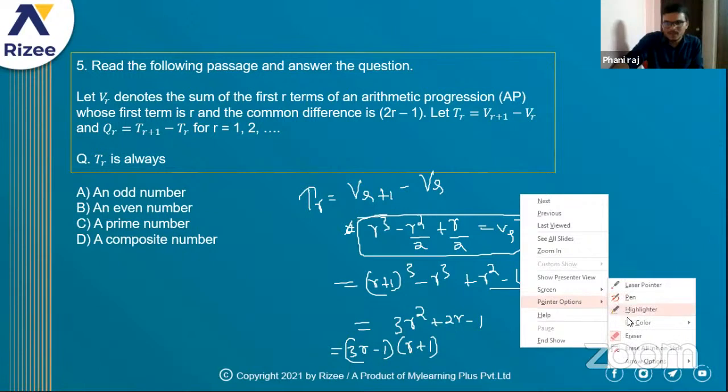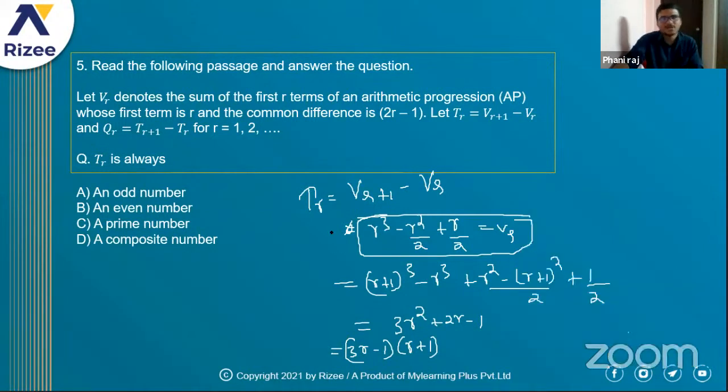Now you see how to identify the correct option. Should this always be an odd number? Need not be, right? If you choose r equal to odd, this entire thing will be even, because 3 times odd is odd, odd minus 1 is even, odd plus 1 is also even. So if r is odd, this entire term is even. So this is not the correct option. It cannot always be even either, because if you choose r equal to even, you get even minus 1 is odd, even plus 1 is odd, and odd into odd is odd. So this is also not correct. Is it a prime number? Definitely not, because it's clearly a product of two numbers.